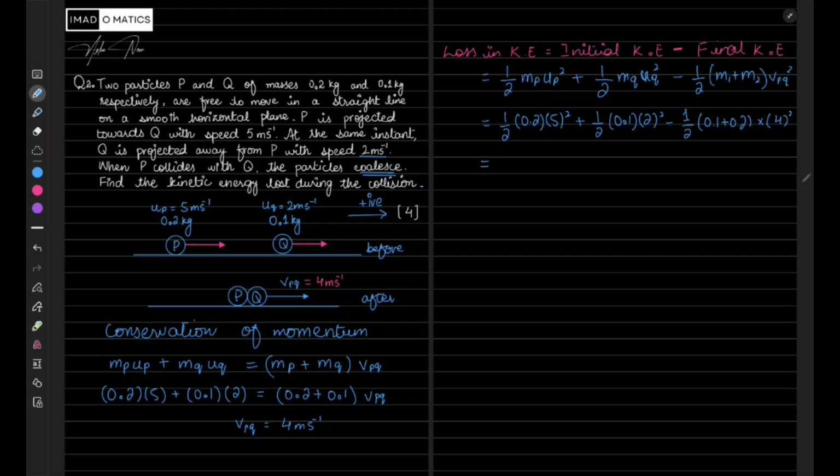Okay, and adding this all up together with a calculator would be a better option, and that will give you the final result of 0.3. The loss in kinetic energy will be 0.3. And if you obviously want to write the unit, that will be joules, 0.3 joules. So this is all about question number 2. I hope you get it.